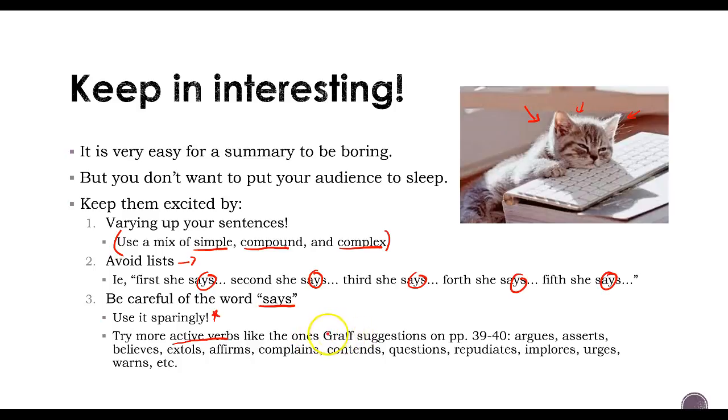So Graff gives some really good suggestions in that chapter 3, the one I want you to read after this lesson. On page 39 and 40, he gives a whole list of active verbs that can help you in making summaries. So some of them are argues, right? Asserts, believes, the author extols, affirms, complains, contends, questions, repudiates, implores, urges, warns. So ask yourself, what is it that an author is really doing as you're summarizing, and pick verbs that are more specific to the author's point and focus. That's another way to keep your summaries really interesting.